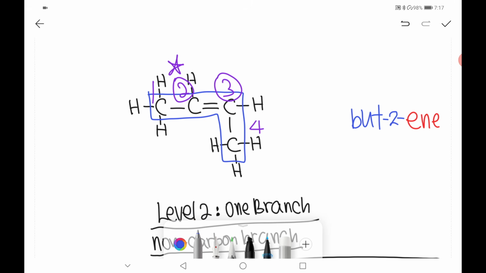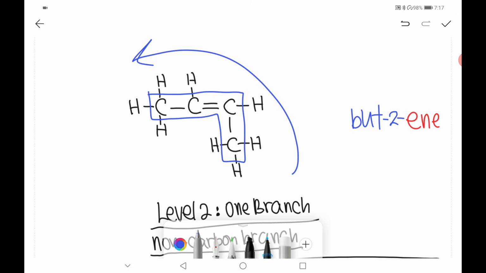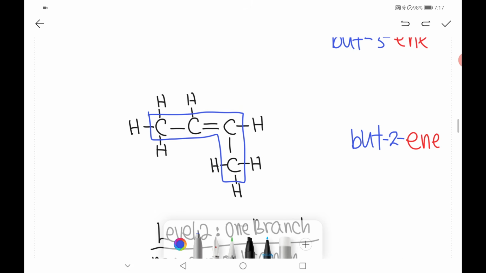Okay, it's called butene. Now we try to count again from the opposite direction. So now the name copy back. Remember, the name is always the same, even if you change the direction. When you change the direction from the left to the right, from the right to the left, only the number will change. The name is exactly the same.